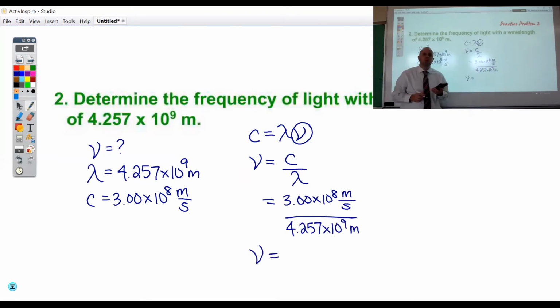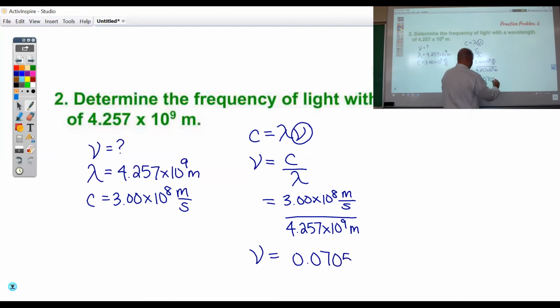In this problem, we will wind up with an answer of 0.0705 1 over seconds, or hertz. Notice 3 significant figures here, 3 significant figures down here.